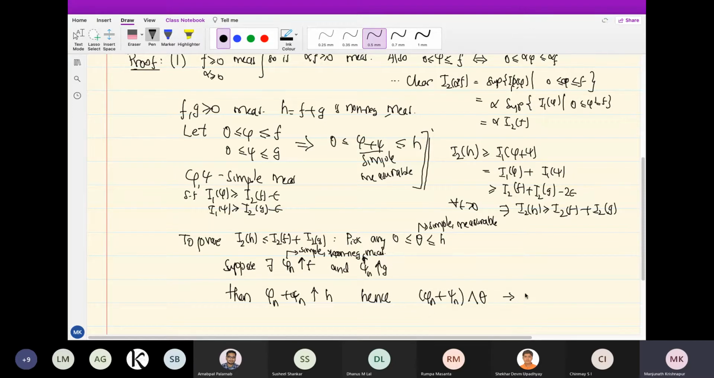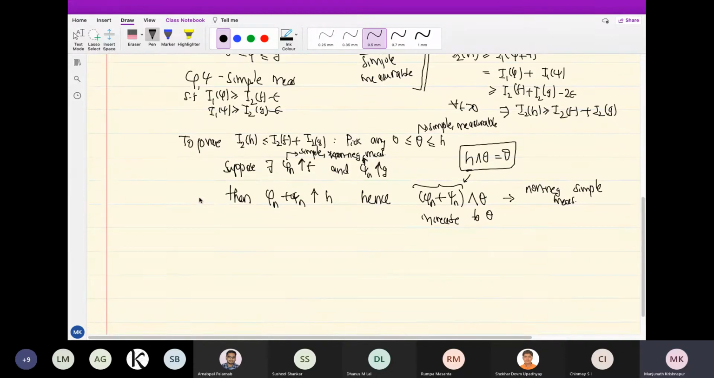Okay, so these are again non-negative, simple, measurable, and they increase to, what do they increase to? They increase to theta because these alone increase to H, right? And H beats theta. Right, so what will this increase to? This should increase to h min theta, which is the same as theta, because theta is less than or equal to h. So these things increase to theta.